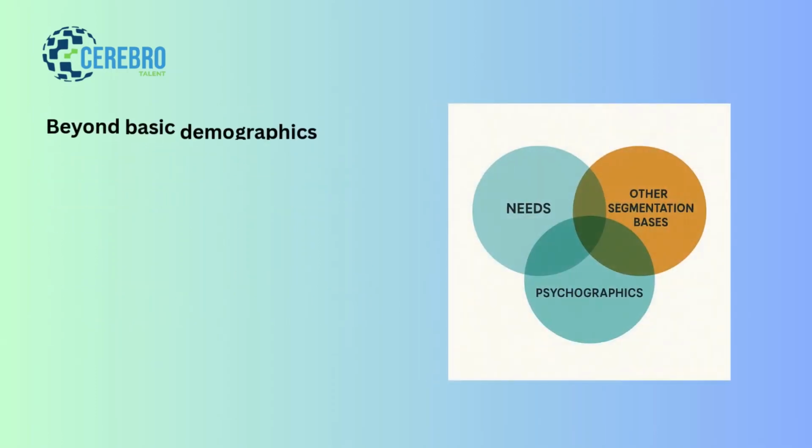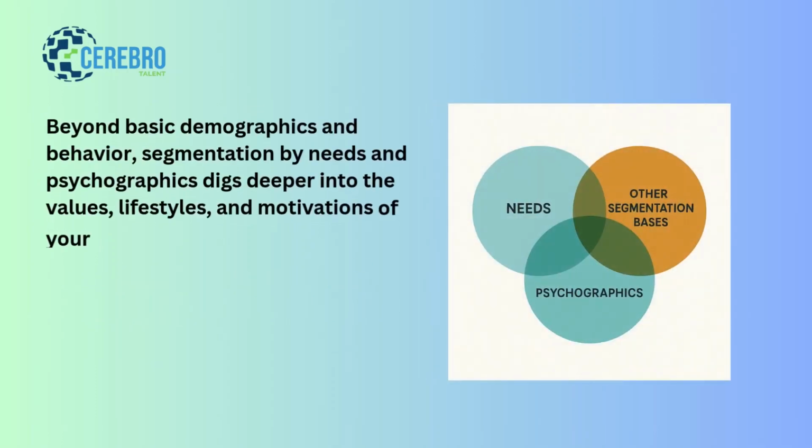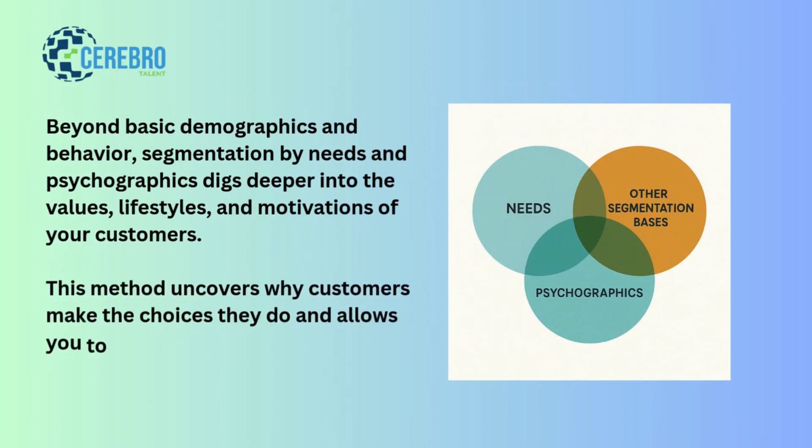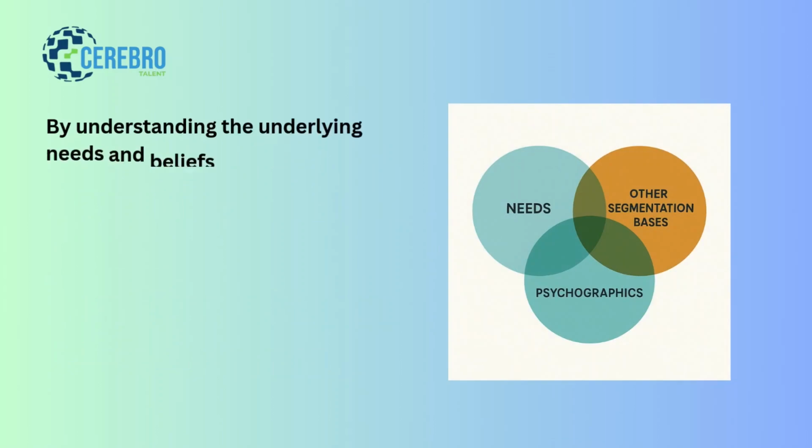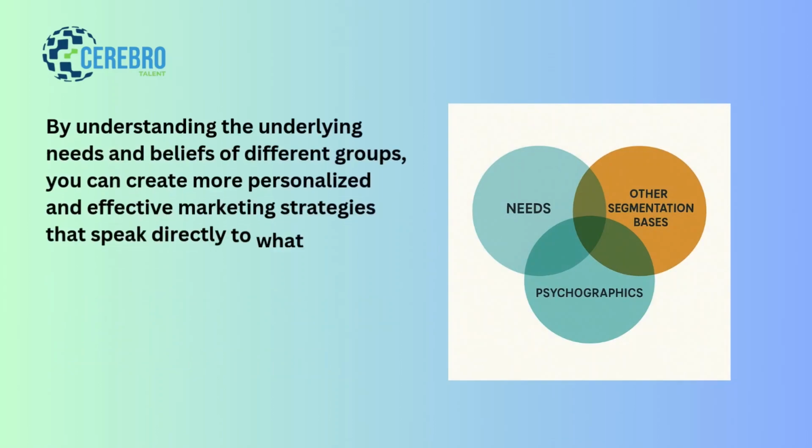Beyond demographics and behavior, segmentation by needs and psychographics delves into the values, lifestyles, and preferences of consumers. Here, we discuss how motivations and personal beliefs create distinct market segments. This method enables marketers to design campaigns that resonate on an emotional level. A visual illustration, perhaps a Venn diagram, will display how needs and psychographics overlap with other segmentation criteria. This nuanced approach provides deeper insights into customer motivations, ensuring that marketing messages speak directly to the heart of each target group.